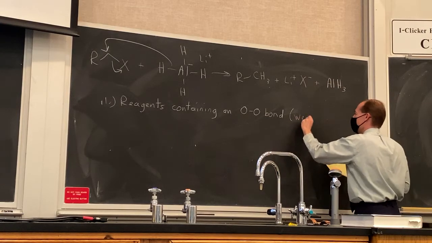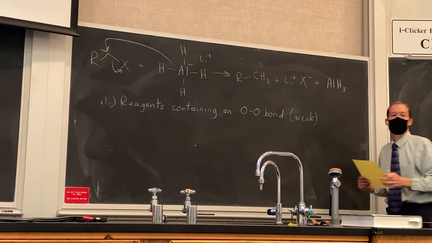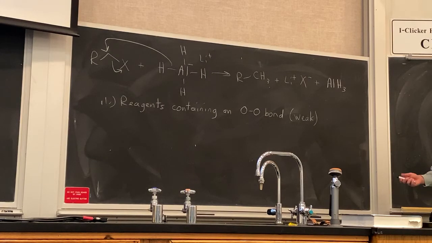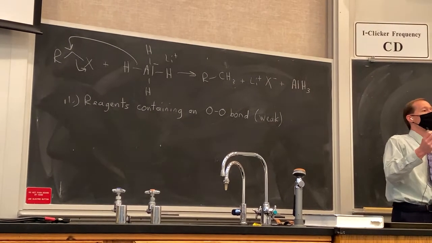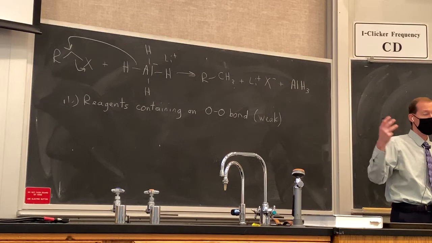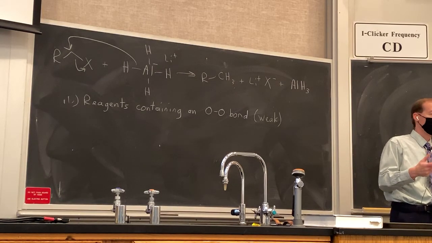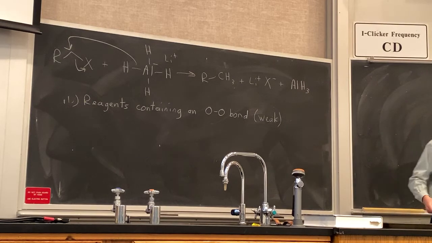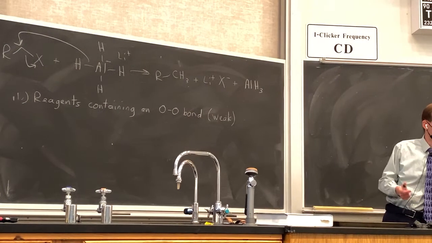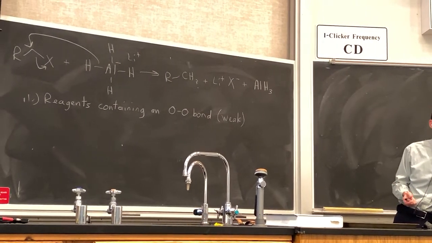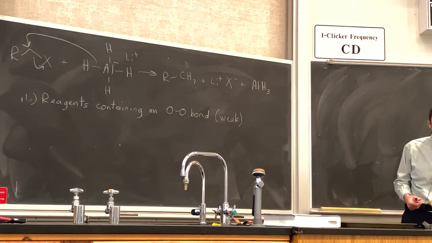Oxygen-oxygen bonds are very weak. They're very easy to break. Oxygens have lone pairs, and those lone pairs repel each other. So when you have two atoms with lone pairs bonded to each other, usually those bonds are not very strong. And that's definitely the case with an oxygen-oxygen bond. And so whenever we have a reagent with an oxygen-oxygen bond and it reacts, we're going to be cleaving that bond. Okay, we can count on that happening at some point in the mechanism.